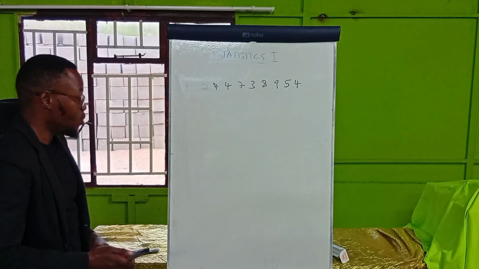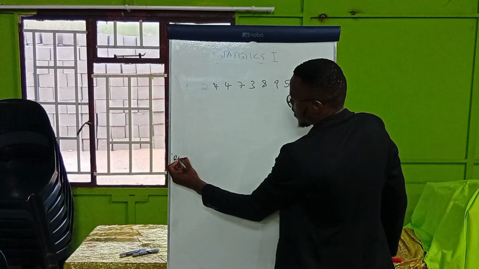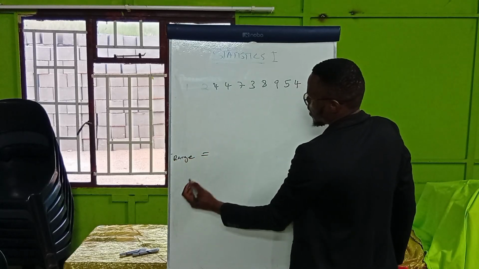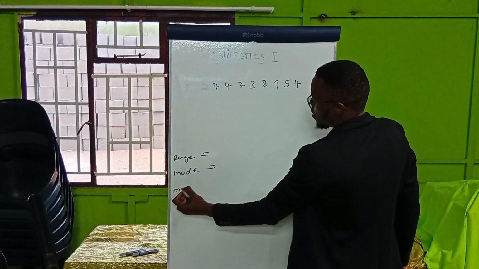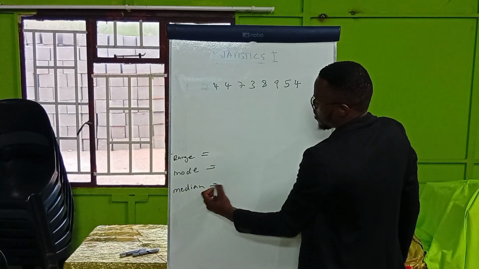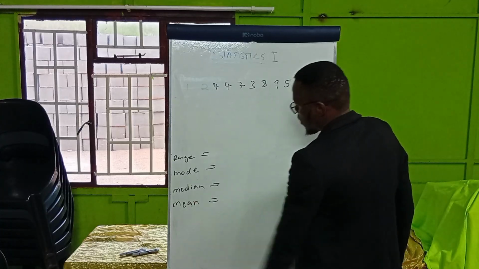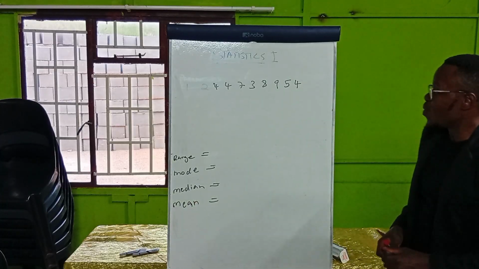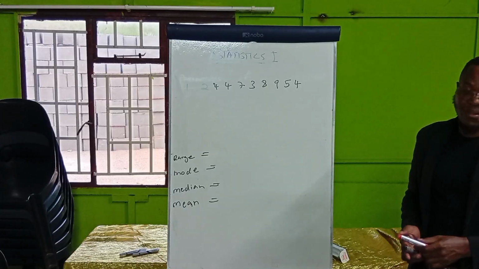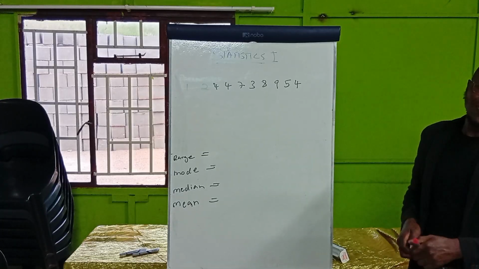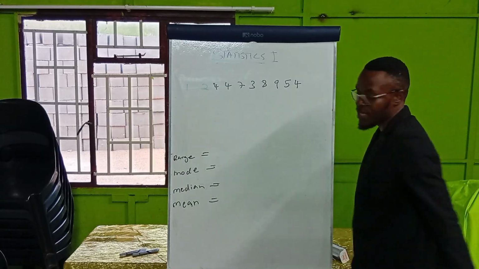So the first thing that I should do, maybe let me write below, find the range. What would be the range of these given numbers? What would be the mode? What would be the median? What would be the mean of these numbers? So what you do, always when you are given random data, you should first arrange the numbers in order, in ascending order. Remember, starting with the smallest.